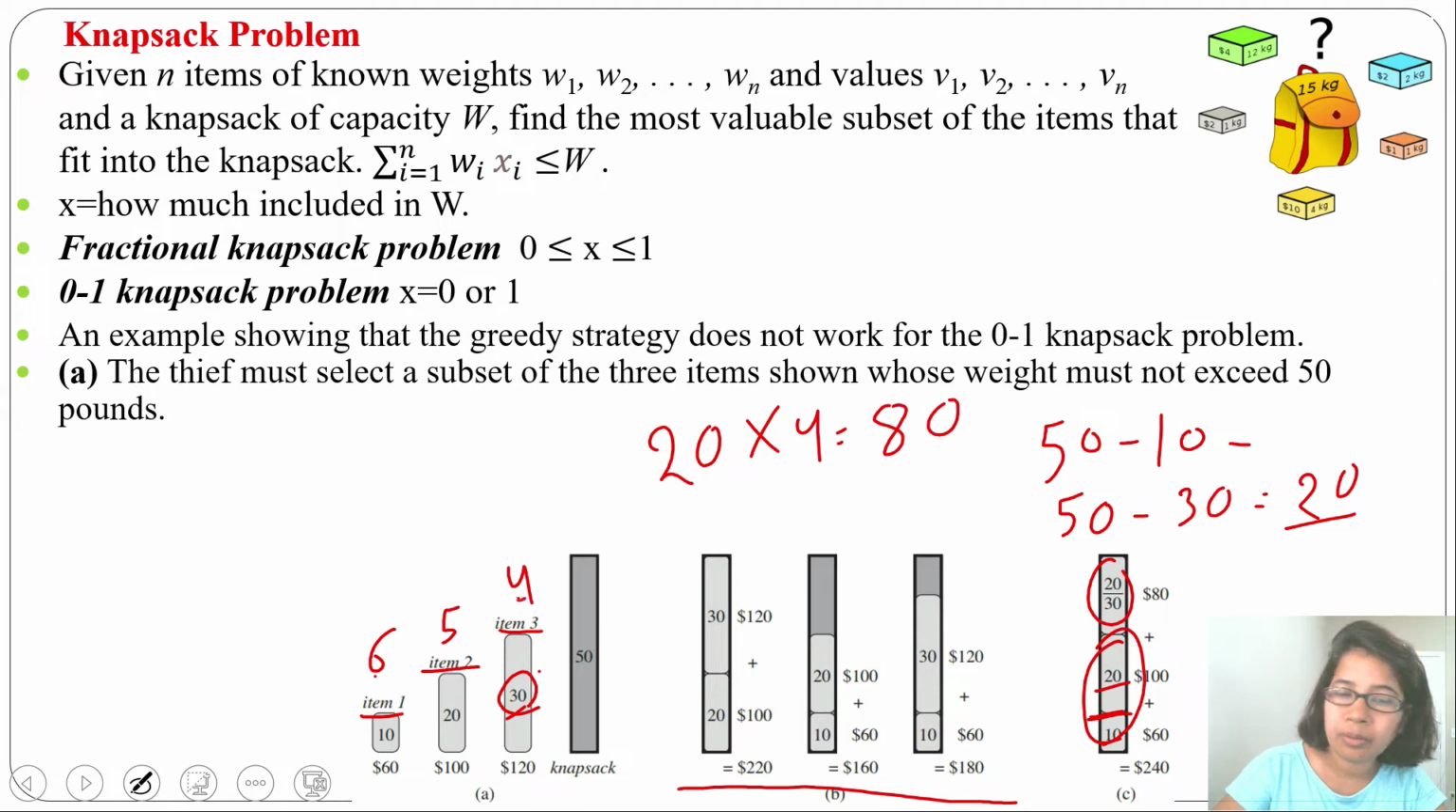1 pound value is 4, 20 pound value is 80. So $80 plus item 2 completely, so $100. Item 1 completely, $60. Total $240.